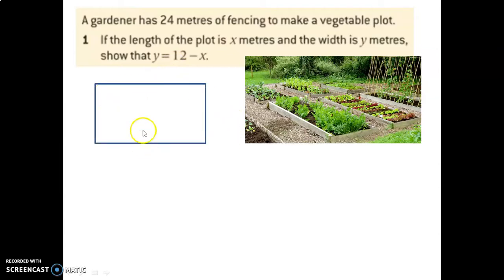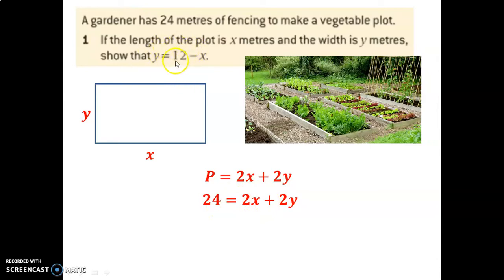So here's our rectangular plot. We said it has a length of x and a width of y. And then we're also told that the fence in total is 24 meters. So that's like a perimeter situation. We know the perimeter is made up of two x's and two y's like this. So perimeter is 2x plus 2y, right? This and this, and then this and this. But we also know that perimeter must be 24. So 24 equals that. We can see an equation emerging that might turn into this one.